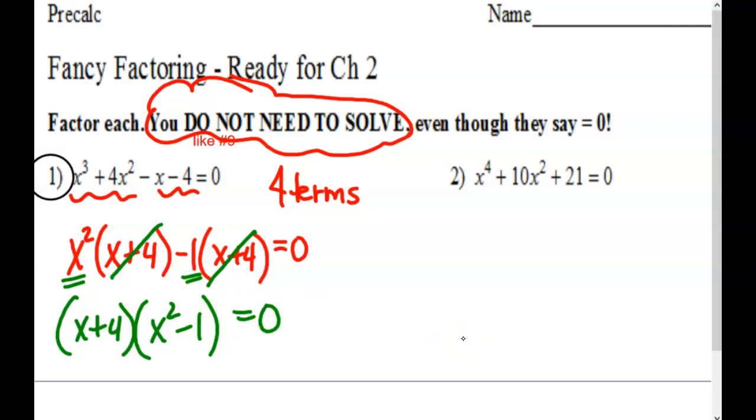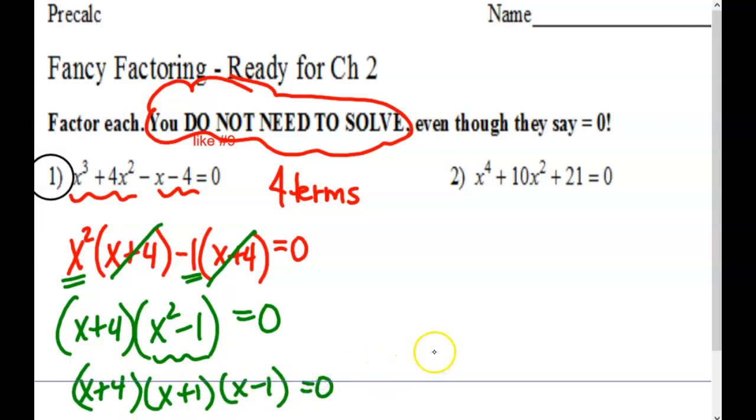Are we done factoring for that problem? This binomial is the difference of squares, so it factors x plus 1, x minus 1. Everybody okay with difference of squares? So we had an x plus 4, an x plus 1, and an x minus 1. If we had to solve, we'd get -4, -1, and 1, but they didn't ask us to solve. Yes, some of them are just messy.